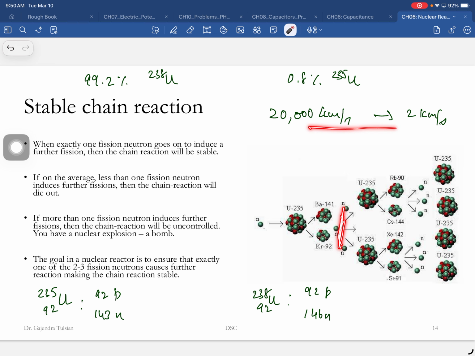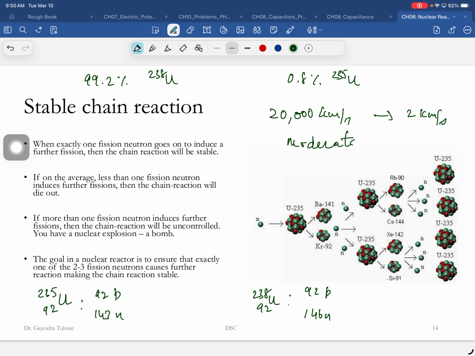Who slows them down? So you have to have a material to slow them down, and that guy is called a moderator. So you need moderators to slow down neutrons and to make sure that the neutrons produced will cause a further reaction.